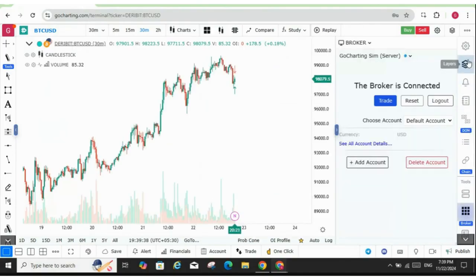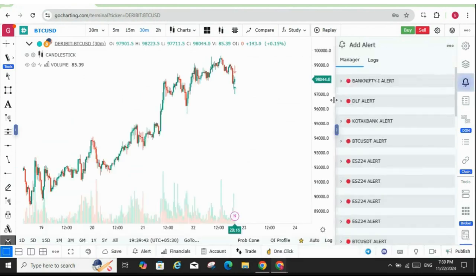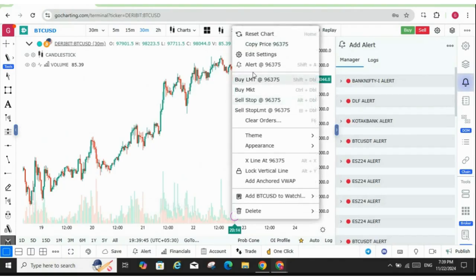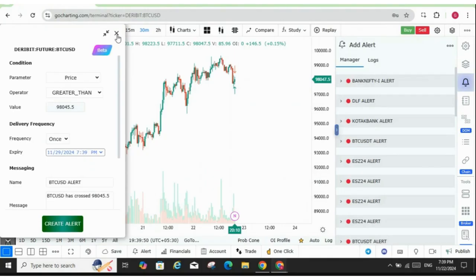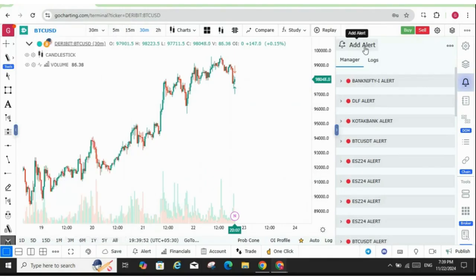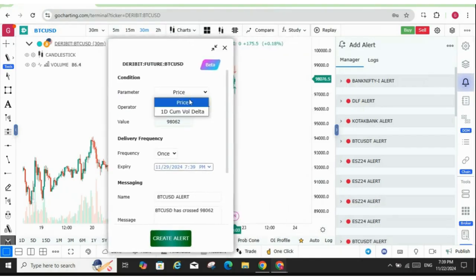Then we have these layers. This is very simple. Layers is simple. You can add alerts. So you can right click and add alert, or you can simply add alert from here, or add alert from here as well. Okay. For alerts, as of now, we have two kinds of alerts, that is based on price and 1-day cumulative volume delta. Guys, we are working on it. We are very soon going to release alerts on indicator crossover based on indicator value, and this feature will be more advanced in coming days.